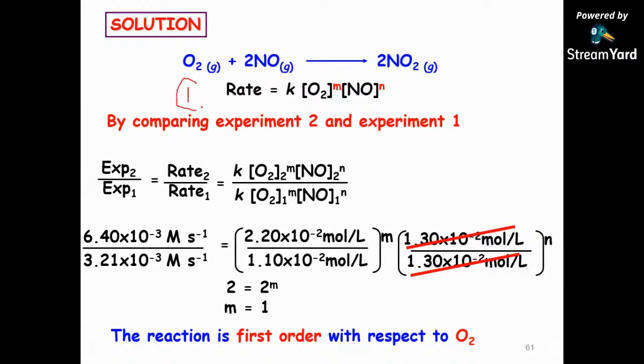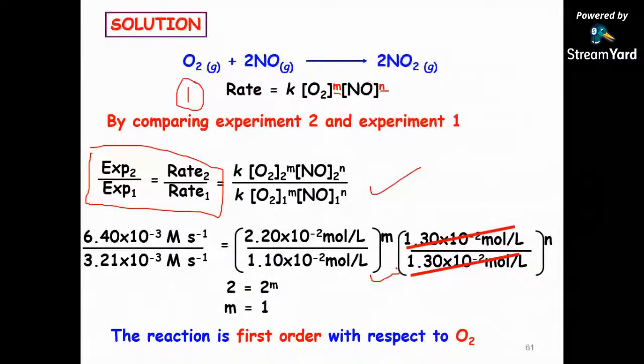Step one, must write down the rate law. Here it depends; you can use X, Y, M, N, A, B, whatever. And then compare two experiments, so must write down this. Now you're comparing experiment two over experiment one and rate two over rate one. Substitute as usual. So here is the formula and then here is the substitution. After that, you calculate using the mathematical way, and then you get m equal to 1.